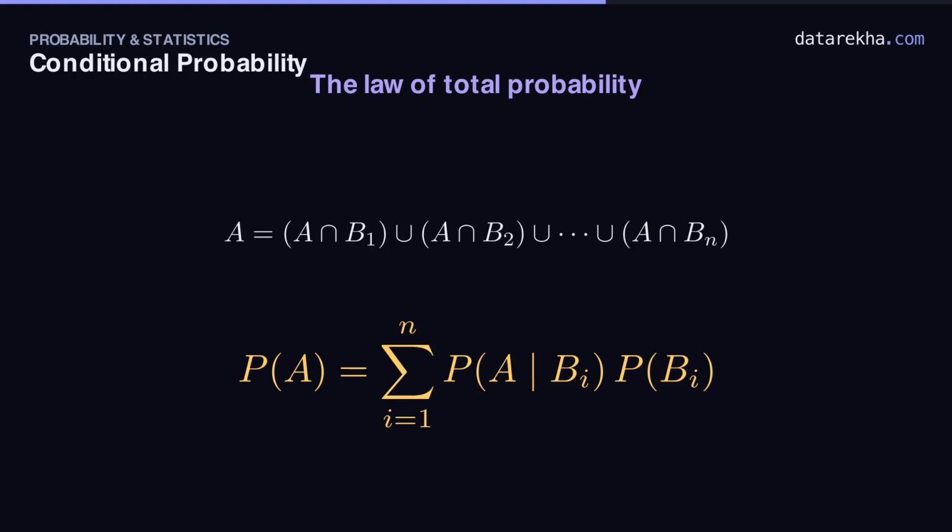Since they don't overlap, P of A is the sum over every case of P of A given Bi times P of Bi. Split into cases. Solve the easy conditional in each. Weight and add. The entire recipe.